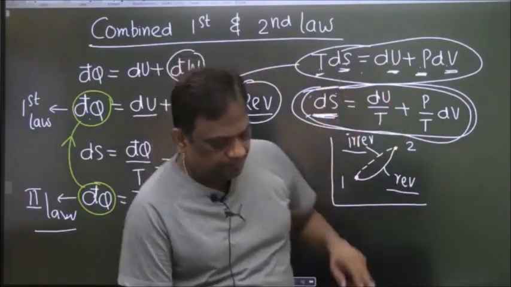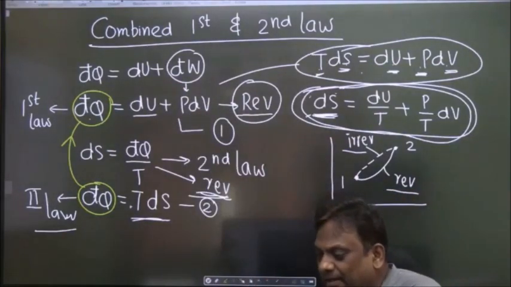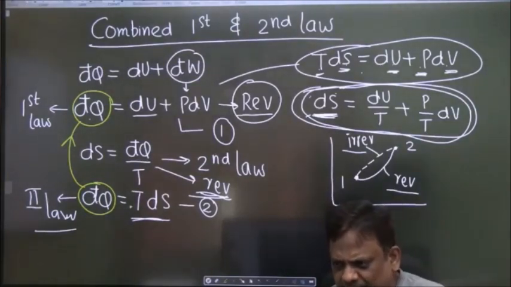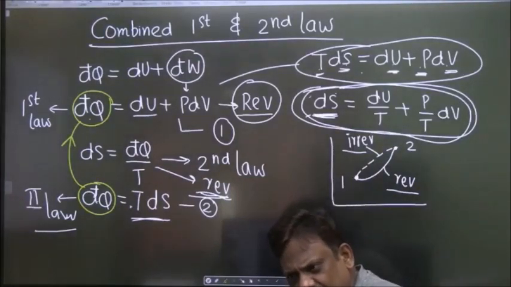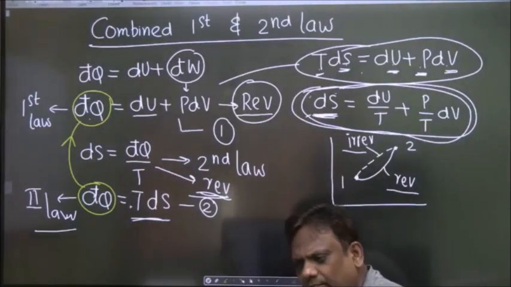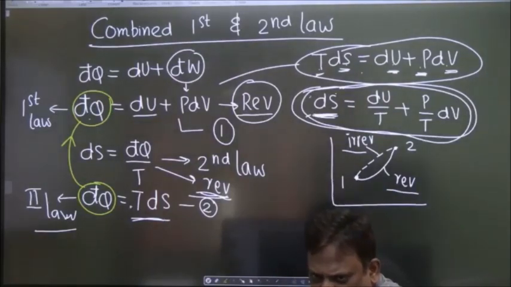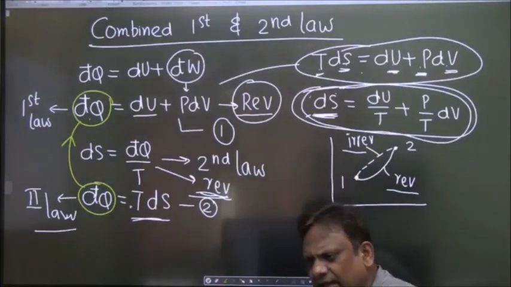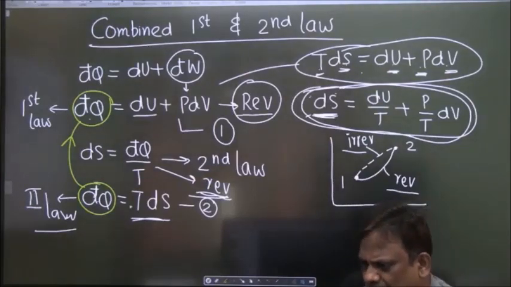Why is this equation TDS equal to du plus PdV valid for any process? Now, I will talk about the system later. TDS is equal to du plus PdV is valid for reversible and irreversible processes, and for any working fluid. What do you mean by any working fluid? Maybe water, maybe steam, maybe ideal gas, maybe real gas, anything, no problem at all. So is it clear? Is everything fine, my dear students?